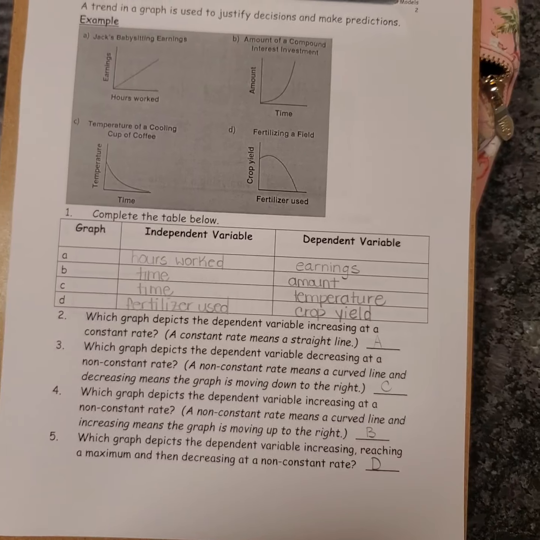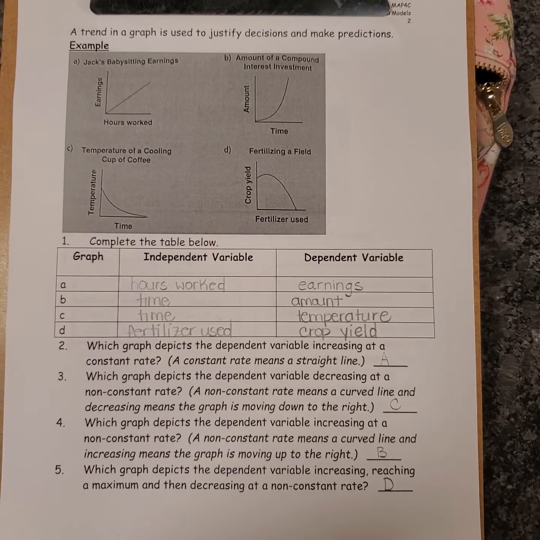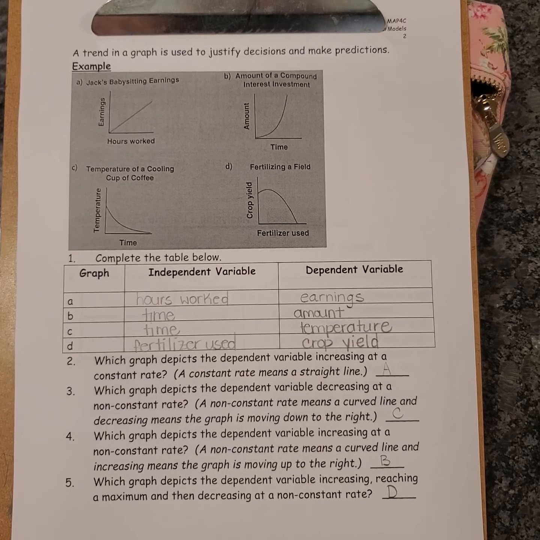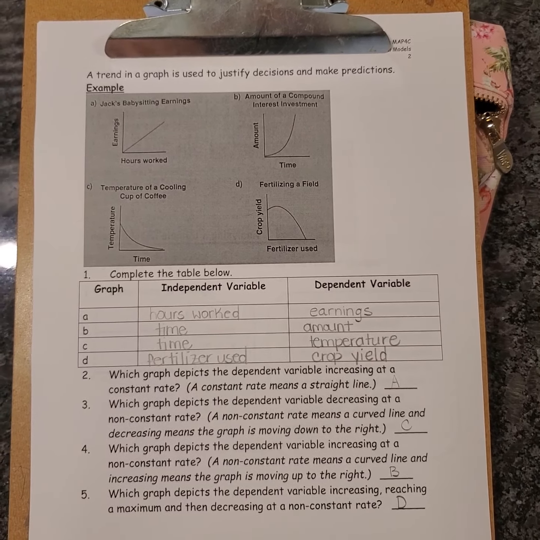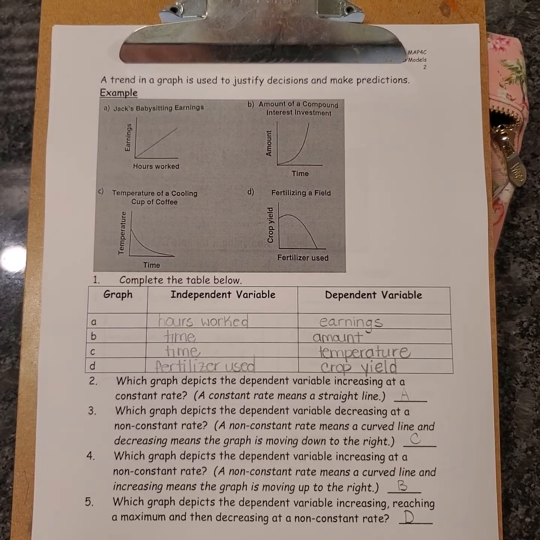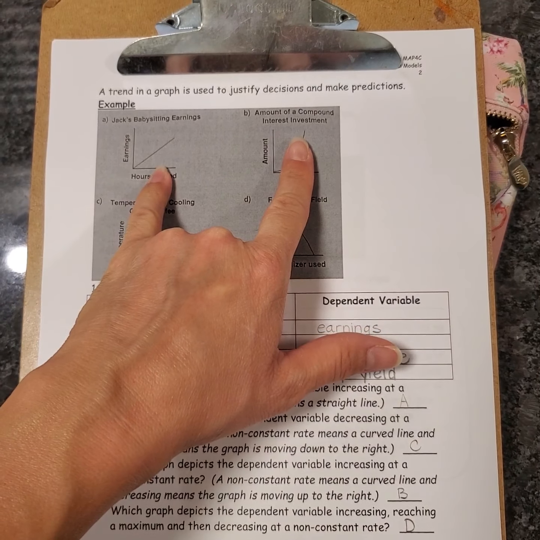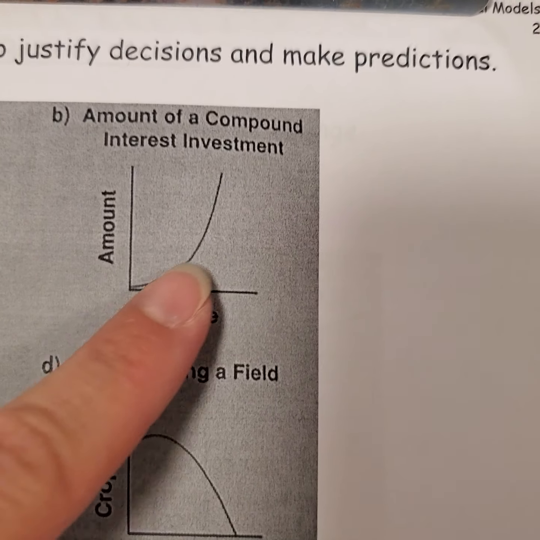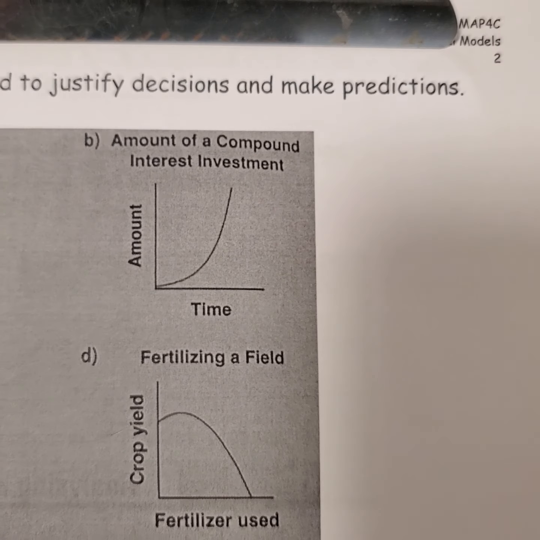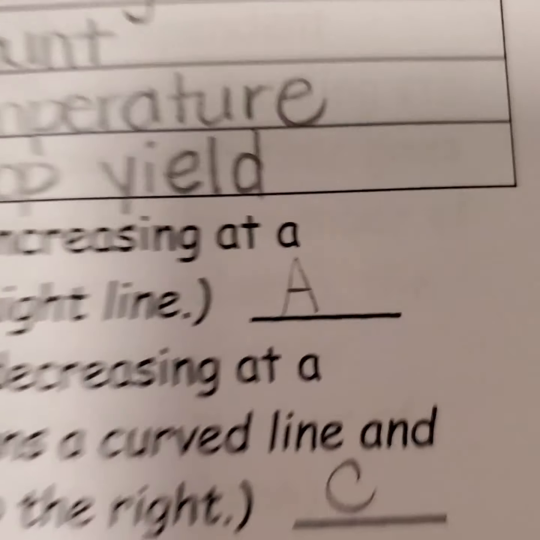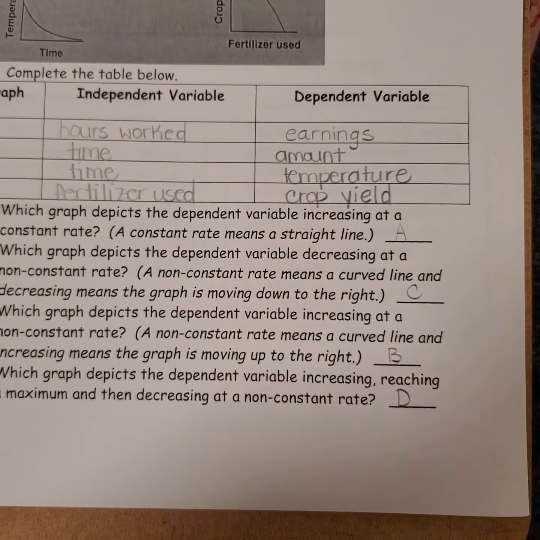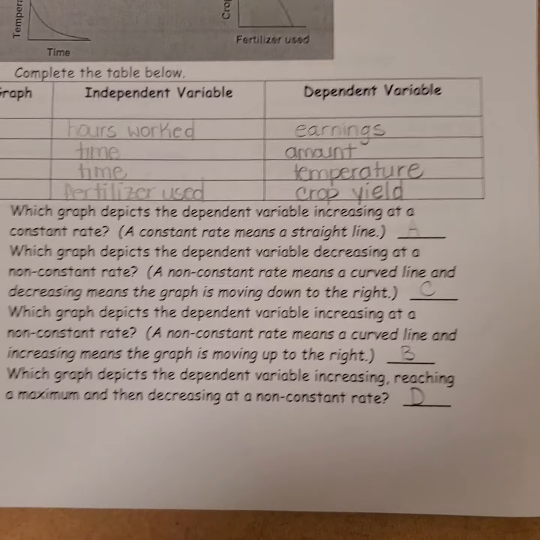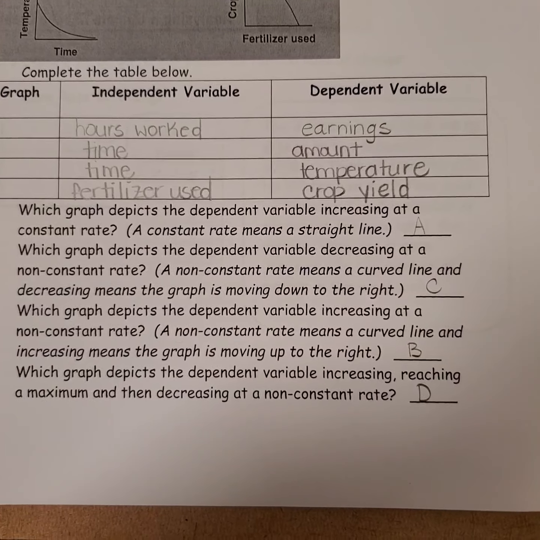Okay, so you can go ahead and check your answers. So which graph depicts the dependent variable increasing at a constant rate? So increasing. Both of these are increasing. This one's a constant rate because it's a straight line. This one is a non-constant rate because it has a bit of a curve to it. Okay, so the answer for that one would be A. Which graph depicts the dependent variable decreasing at a non-constant rate?